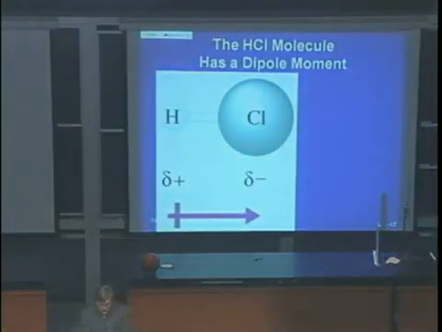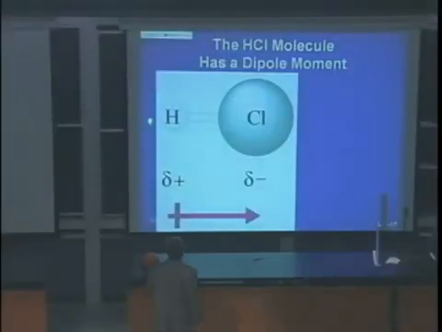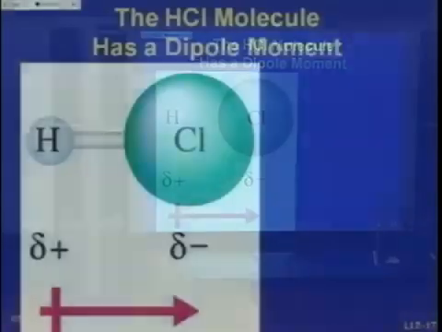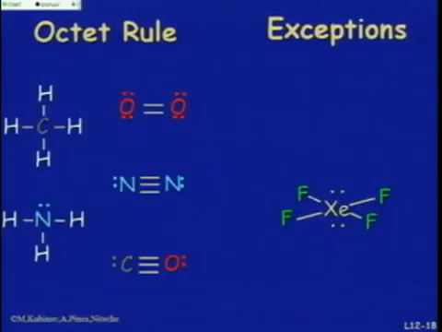Now, if you look, for example, at HCl, it also has a dipole moment. Delta plus on the hydrogen and delta minus on the chlorine. So it would look like this. This is what gives you the dipole moment. You could do the same thing if you would have liquid HCl. Or if you put this in an electric field as a gas, it would do the same thing.